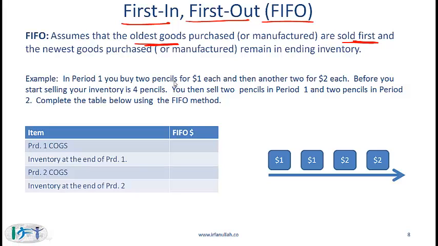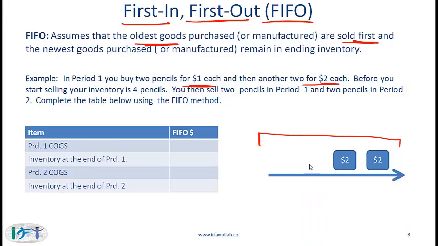In period 1, you buy two pencils for $1 each, and then you buy another two for $2 each. So initially your inventory looks like this: 4 pencils, you bought 2 of them for $1 each, and then you bought another 2 for $2 each. Before you start selling, this is your inventory. You then sell 2 pencils in period 1. Under the first in, first out approach, you will sell the 2 pencils that you bought first for $1.